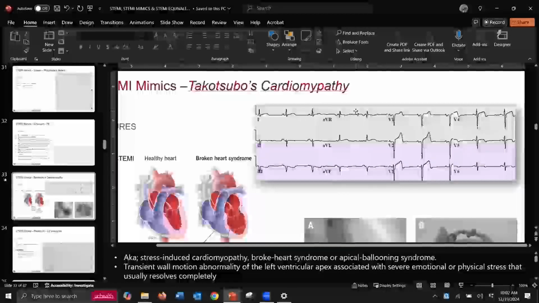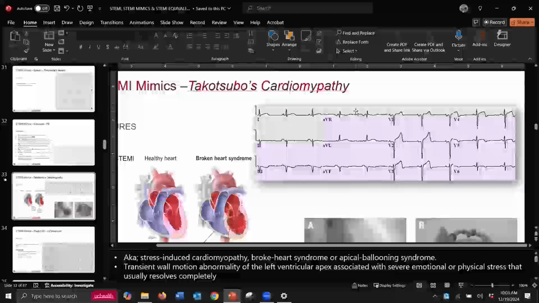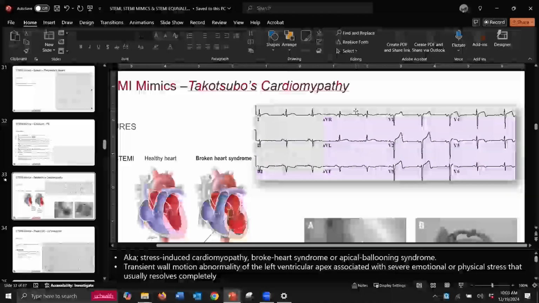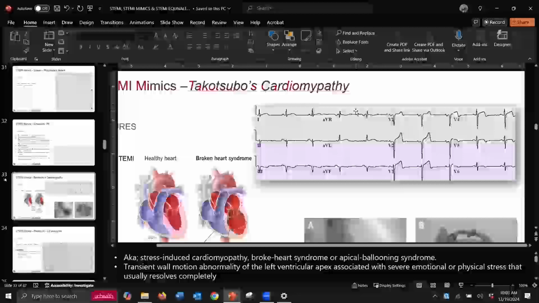Again, does this meet STEMI criteria? We absolutely have ST segment elevation in V1 through V5, right? We do have ST depression in lead 3, but that's all. So it does not meet STEMI criteria. But it looks like a massive anterior wall, doesn't it?